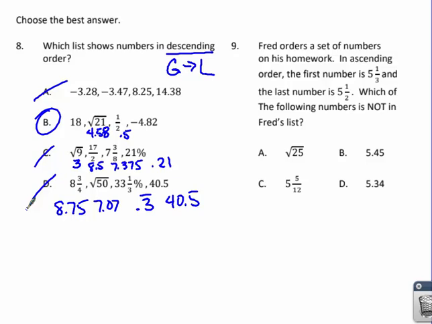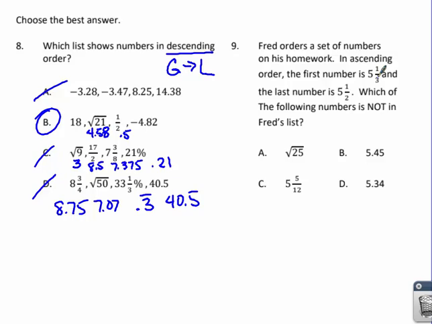Number 9 is something very similar. Fred orders a set of numbers on his homework. In ascending order, the first number is 5 1/3, and the last number is 5 1/2. Which of the following numbers is not in Fred's list? So I've got 5 1/3 and 5 1/2. I'm trying to find out which one of these is not in between those two numbers.